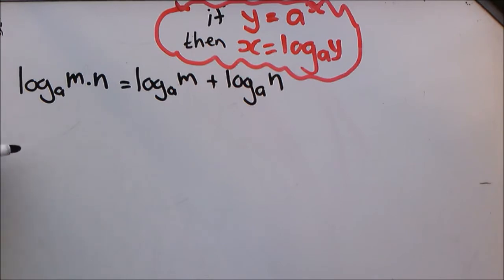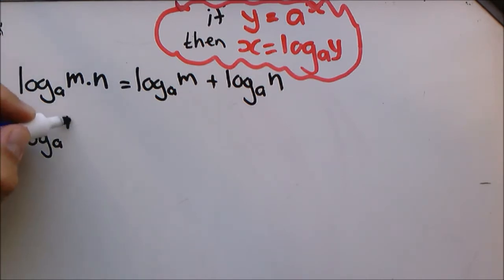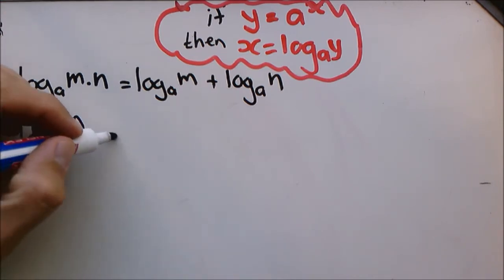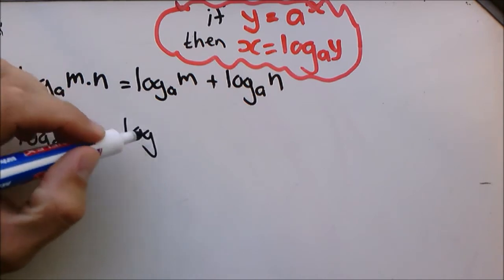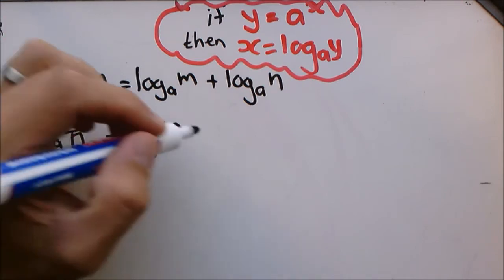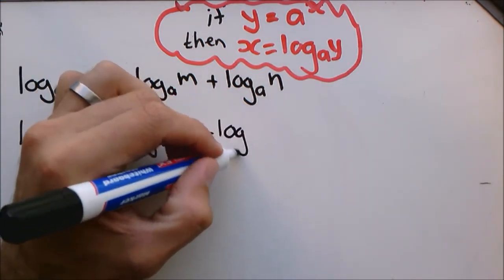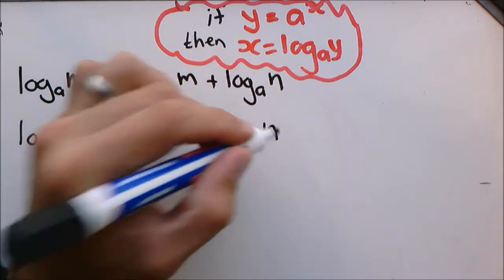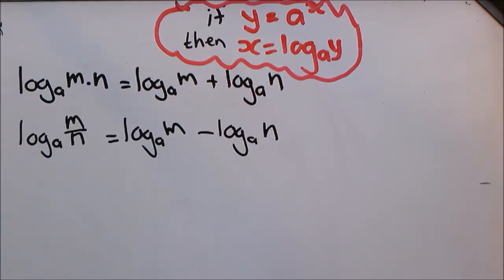Now let's look at the second one. The second one looks like this. Again, very similar to this one. Log base a of m divided by n will be equal to log base a m minus log base a n. You will notice there are similarities with the exponential laws.